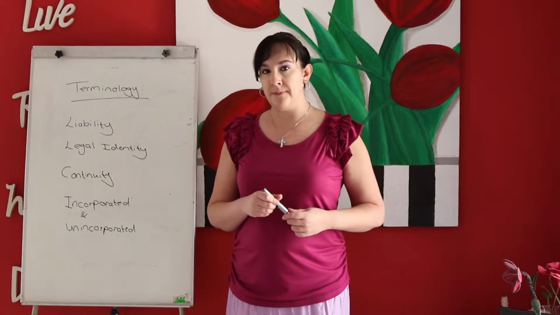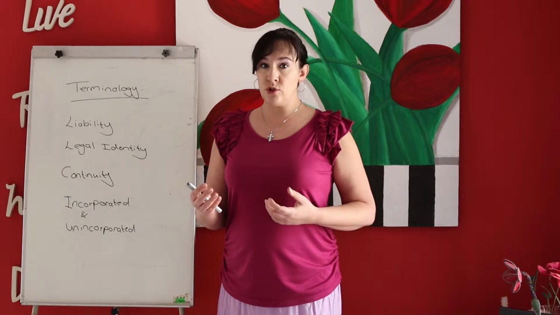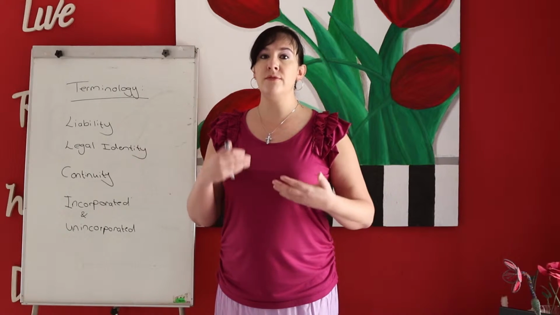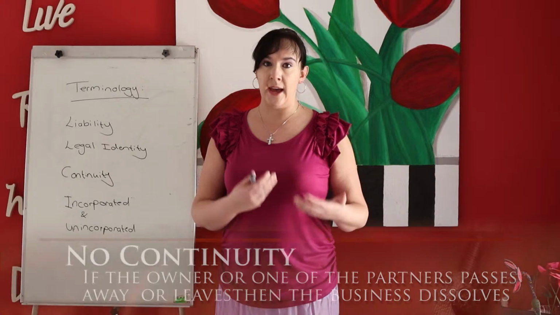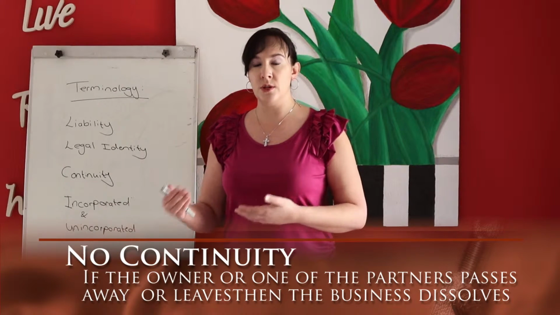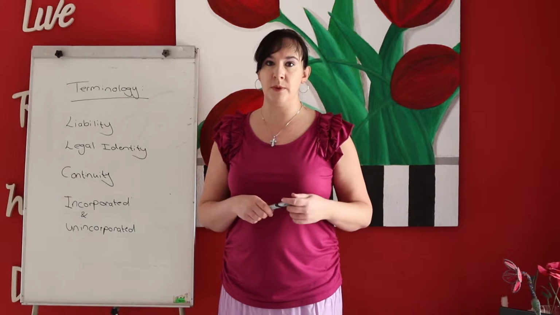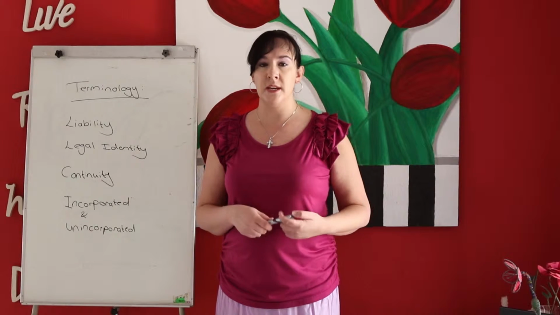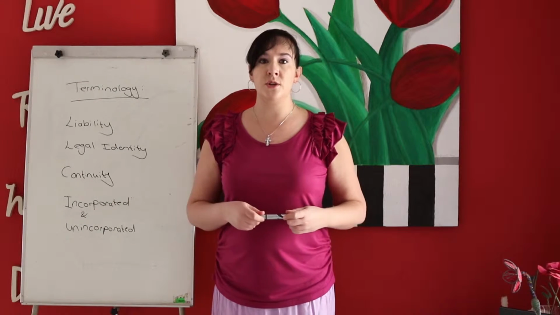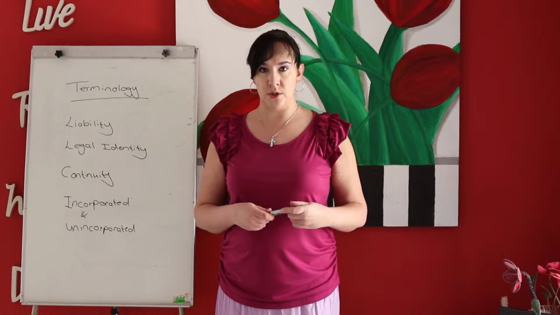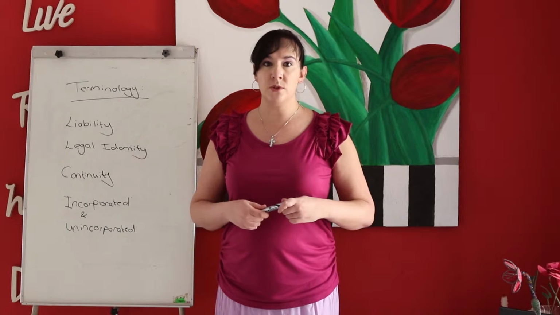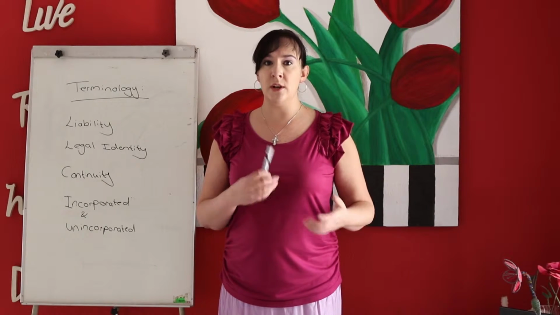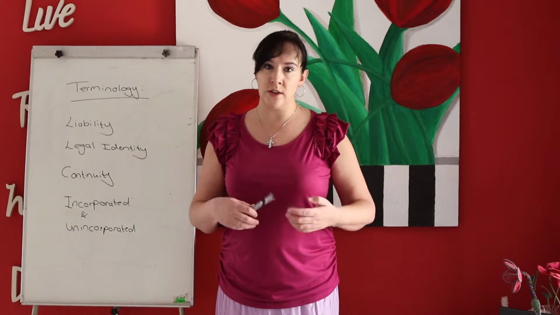Next, continuity. We say that a sole trader and a partnership have no continuity. In other words, if the owner of a sole trader were to die, the business can't continue as per usual. There are some legal aspects that need to be looked at first. Yes, the son and the daughter can take over the business, but like I said, legal issues need to be covered before they can do so. With a partnership, same story. If one of the partners passes away, then legally they have to re-look at how to go forward. It's not business as usual.